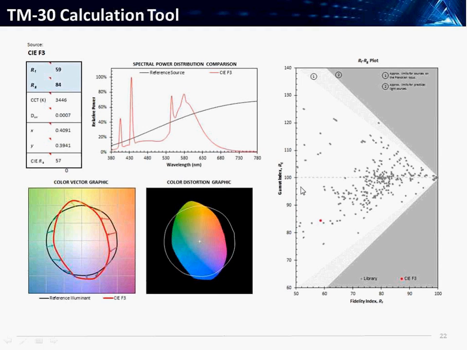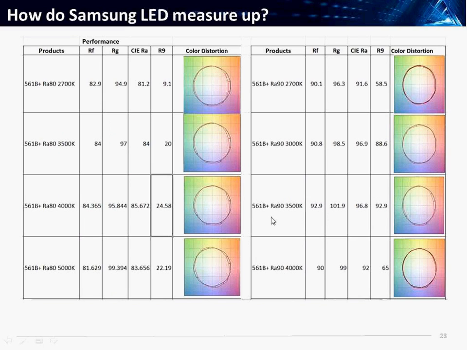So we get the data out of the sphere that goes right into the spreadsheet, and it does all these calculations. So it's pretty simple to do. It's a matter of doing it. So how do our LEDs stack up on these items? They actually measure up pretty well.